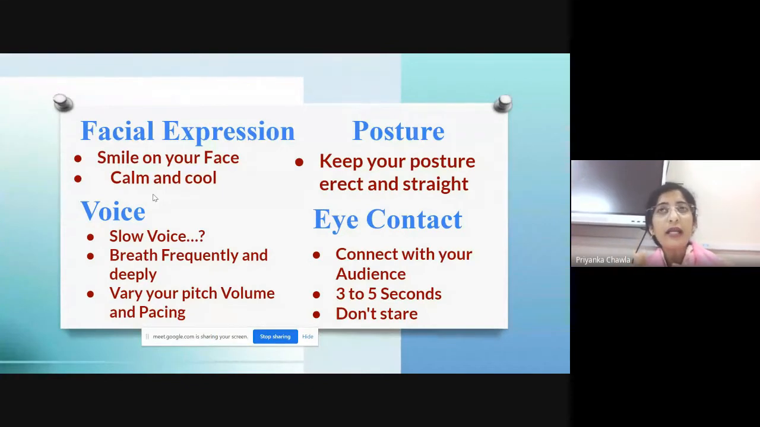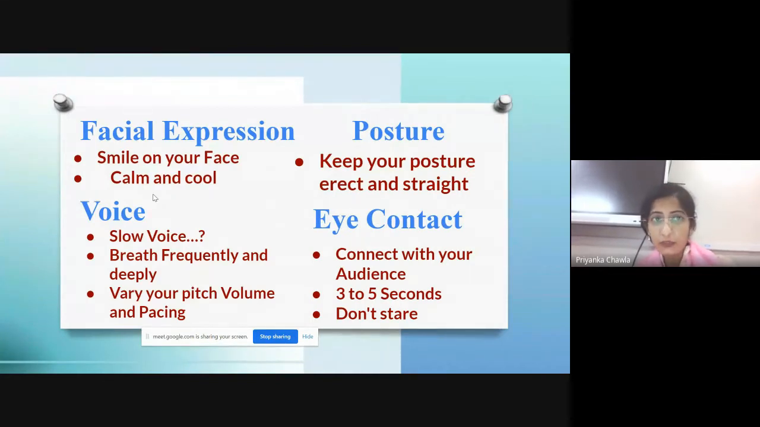Eye contact is required in a physical classroom. Eye contact is required, but do not stare at anyone for more than 5 seconds. Otherwise, it looks bad. Now the question arises, if you are connecting with your audience in online mode, how will you connect? Obviously, you have to turn on your camera. If you turn off your camera and you speak anything, then the audience gets bored because they want to listen to you and want to see you.